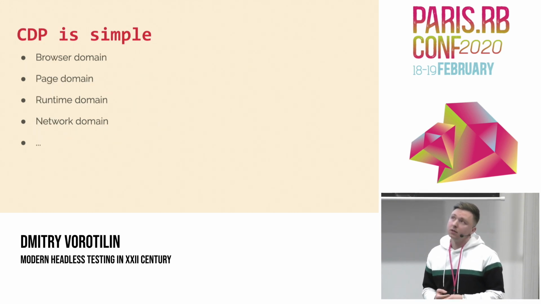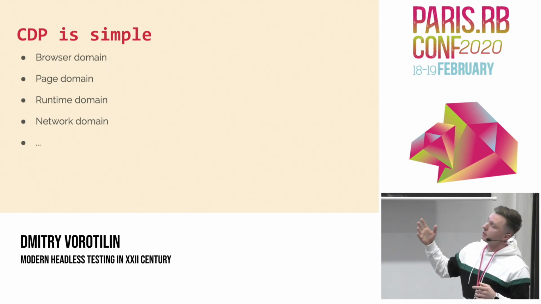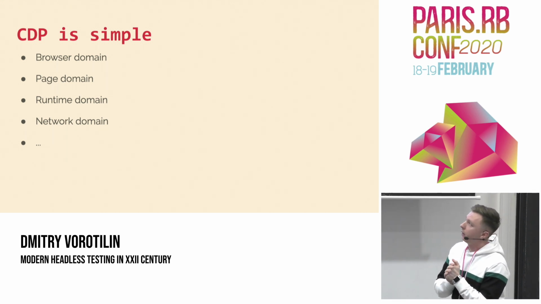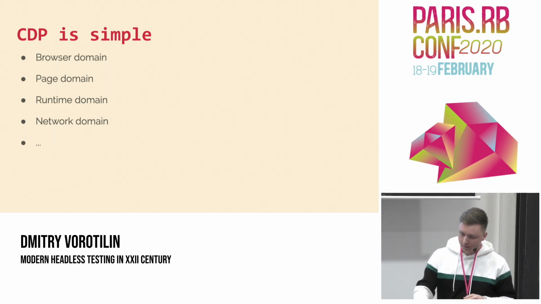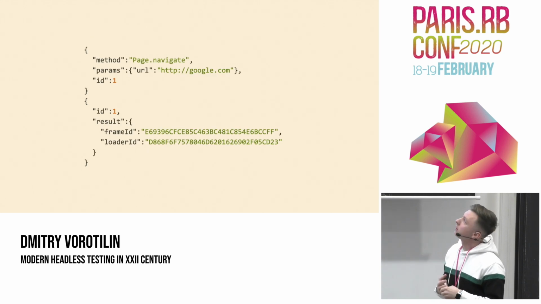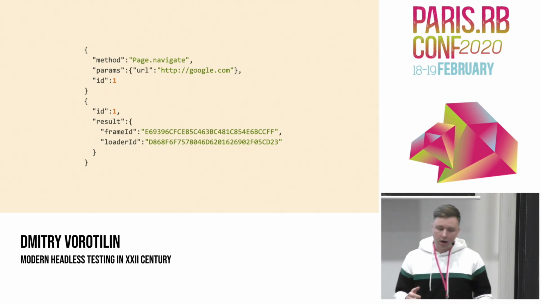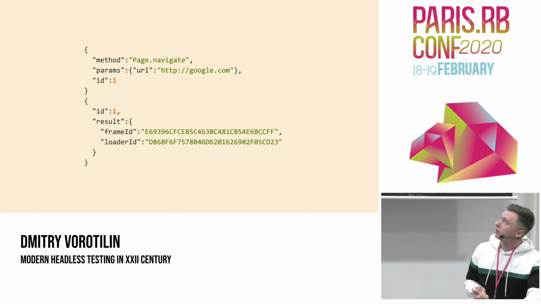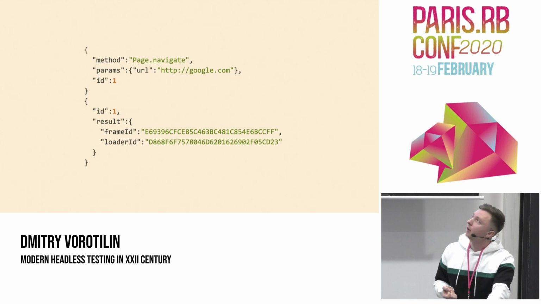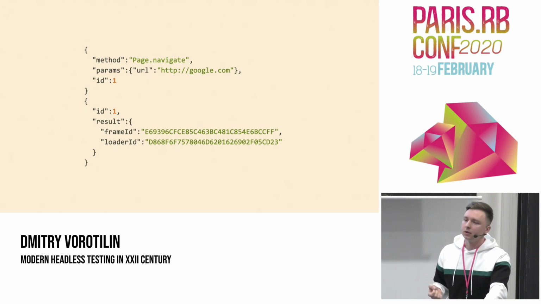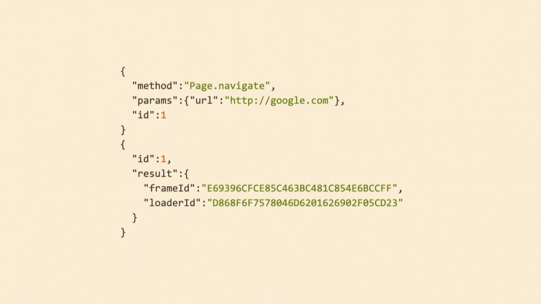In general, CDP is a simple protocol. There are many domains that group commands together, and each domain has its own purpose. On the slide, you can see the Page.navigate command and Chrome's response. A command is a simple JSON which consists of the method or command name and some additional params. It also has a unique ID. Chrome's response has the same ID and some data regarding the command.